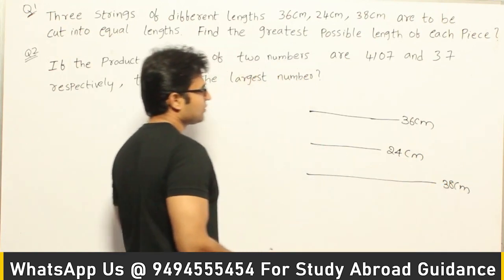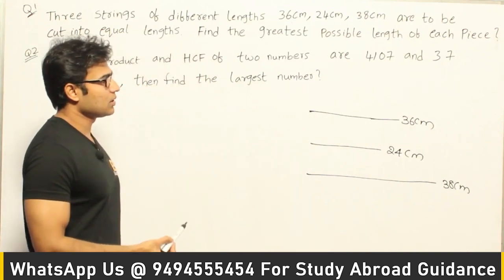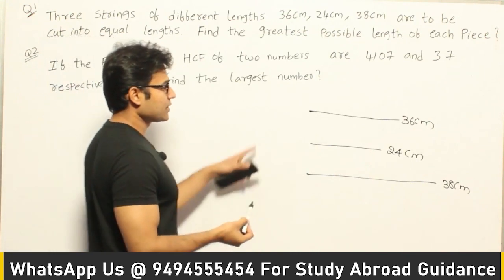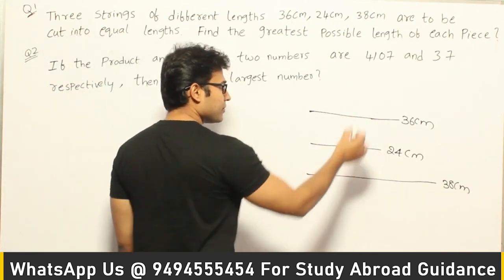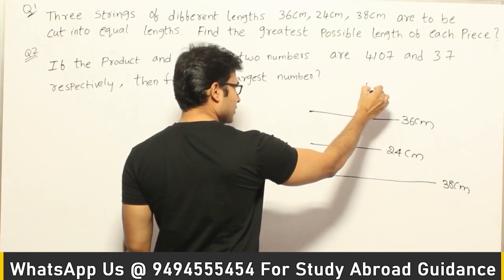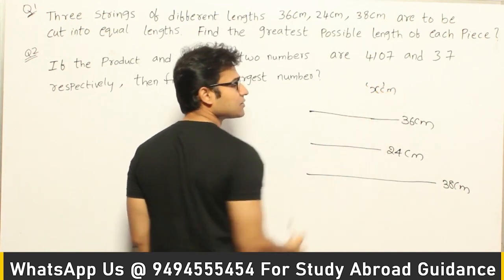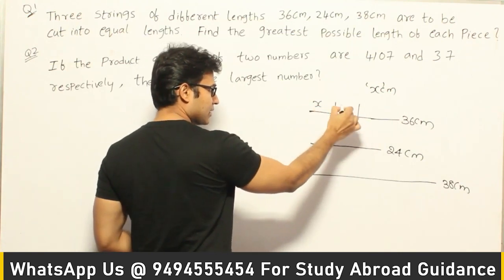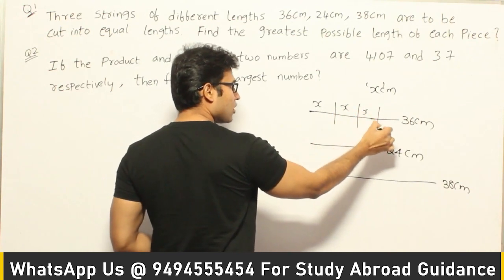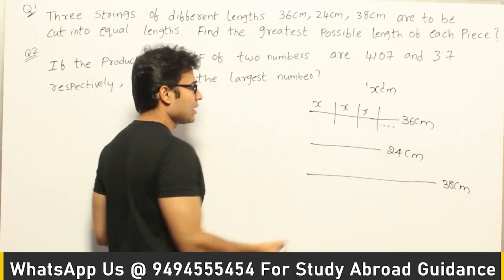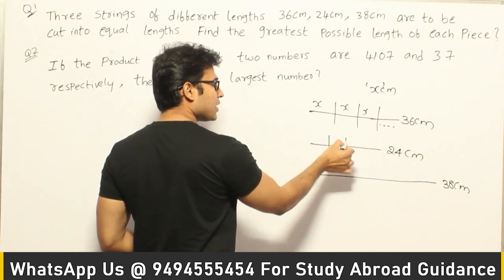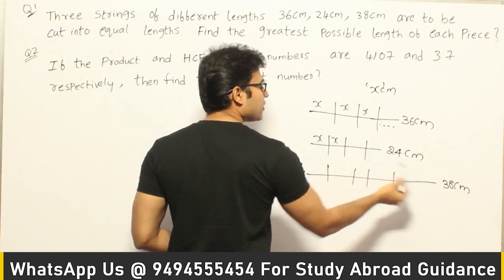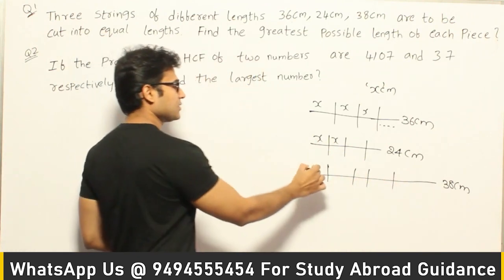Okay, now these three strings are cut into pieces of equal lengths. Let us assume that I don't know how to cut them. I am just assuming that I am cutting each one into strings of x centimeters each. So I will be cutting 36 into x centimeters, x centimeters, and so on, and I don't know how many parts I get. And also 24 is cut into x, and so on. Similarly 38 also has to be cut into x, right?